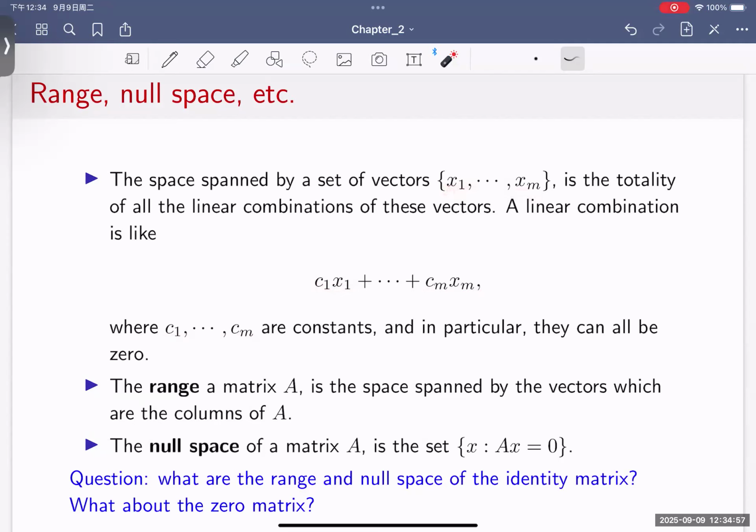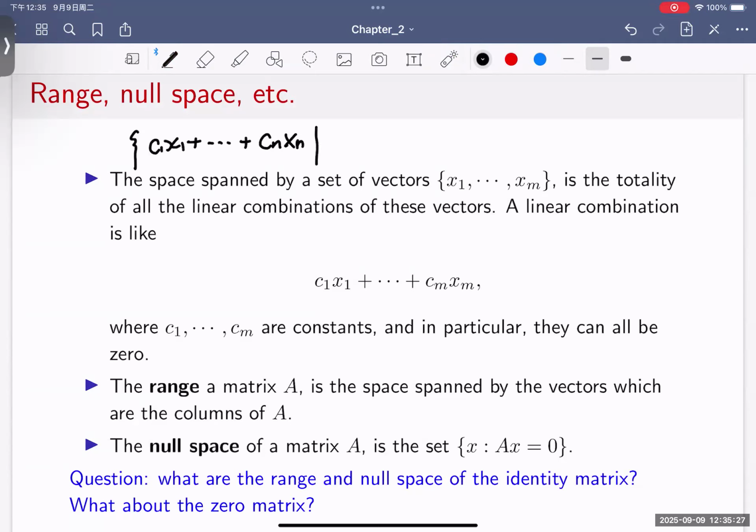So we add them together one by one. That becomes a linear combination. If we consider all possible linear combinations together, that stands for the space spanned by the vectors. With a more mathematical definition, we can write it down in this form. It's a sequence, a linear combination.